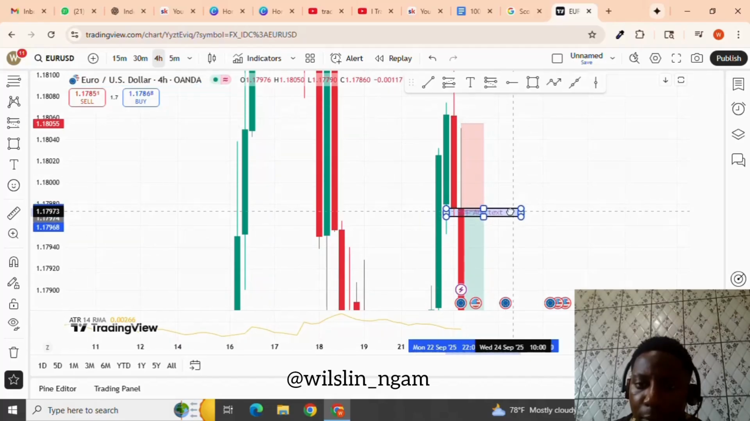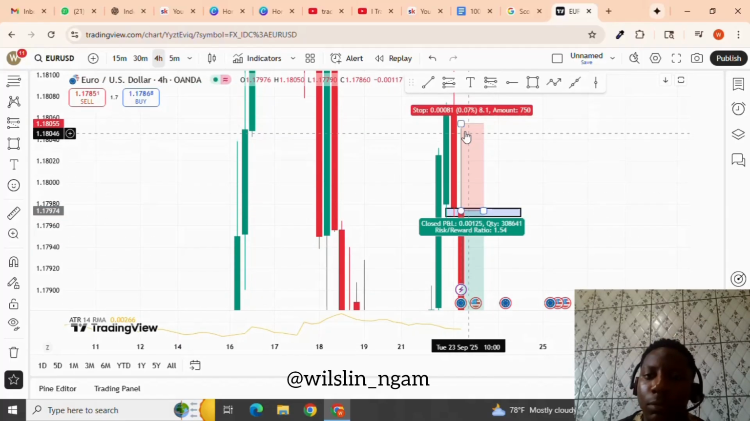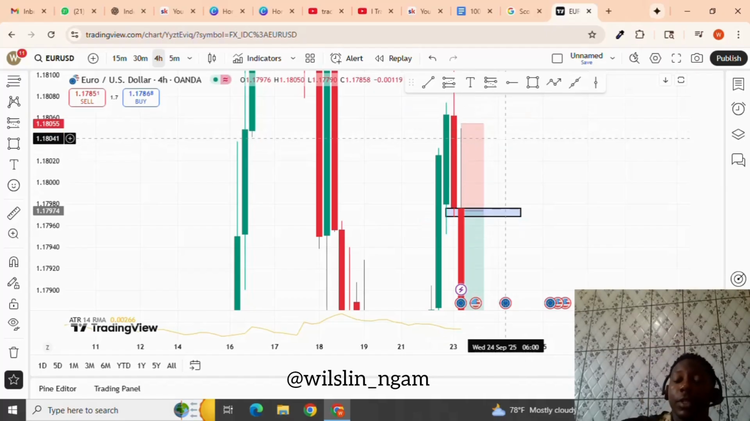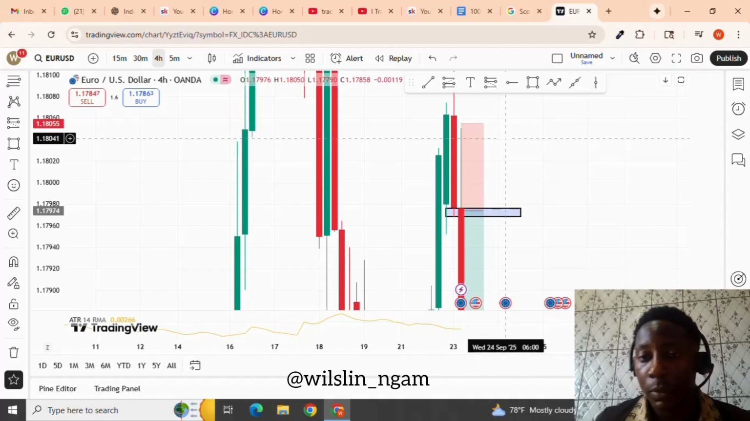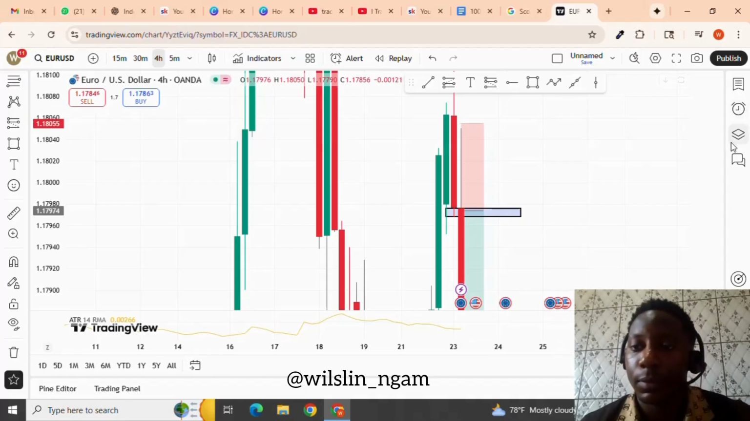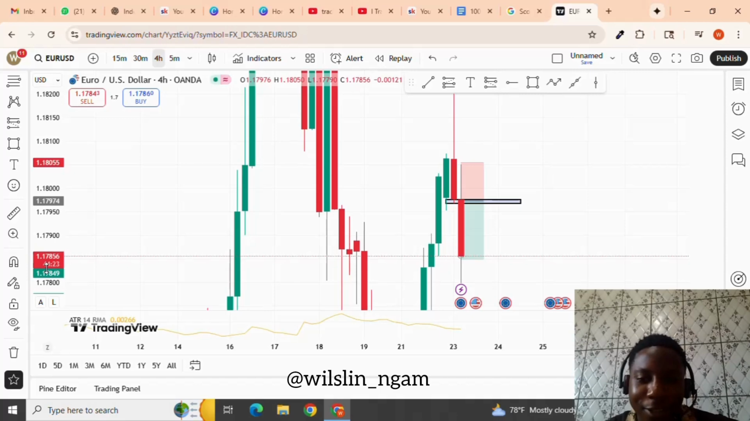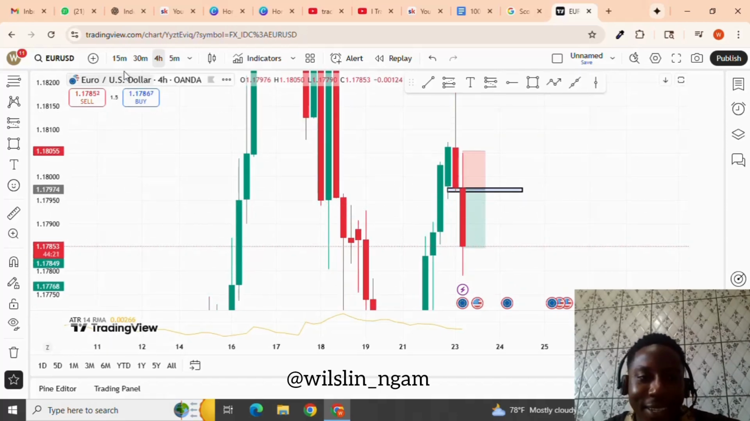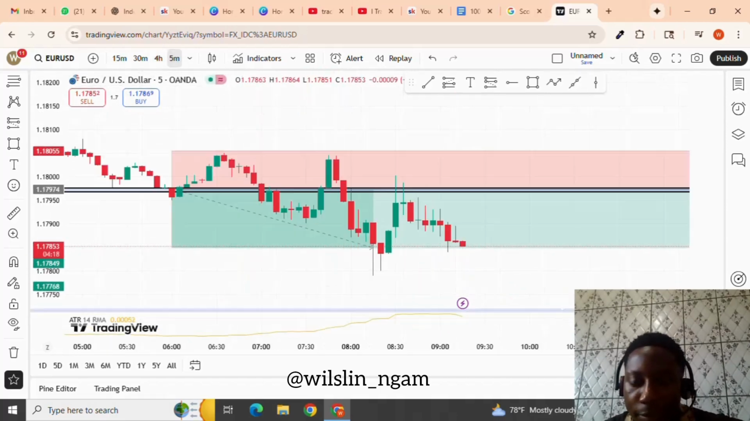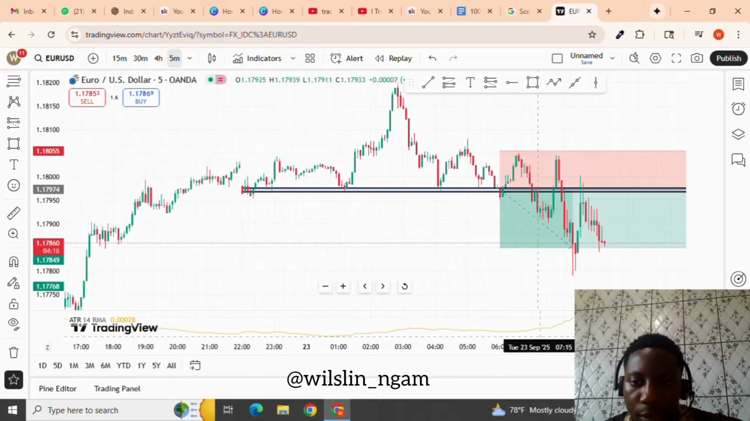So yeah, that's it. On TradingView, it looks like we could have gotten the door. So yeah, that's the best of my knowledge. I think spreads could have messed us up. Either way, this is what it looks like on the 5-minute time frame.